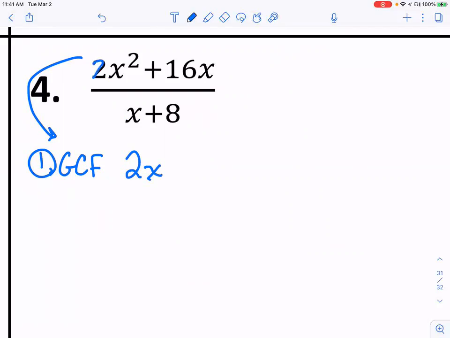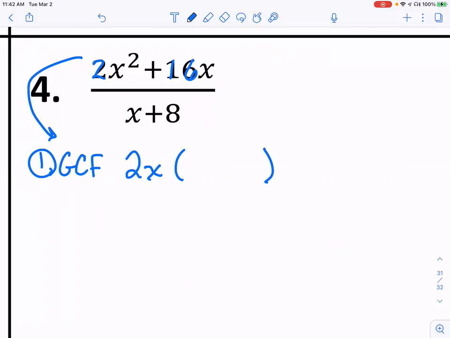You can see this has a 2 and 16 divides by 2. They each have an X. There is not a third term. That's okay. Doesn't have to be a third term. Now, we did GCFs for our entire day. You guys were very good at them, but we really haven't visited GCFs in a while.